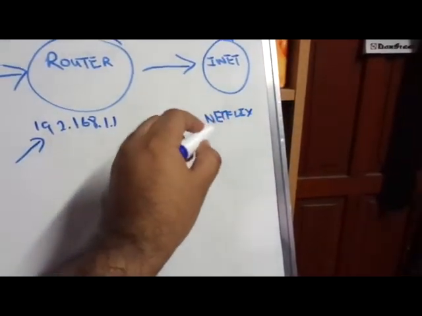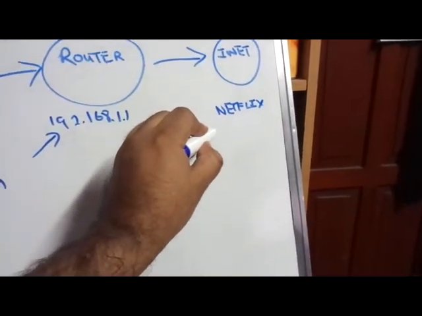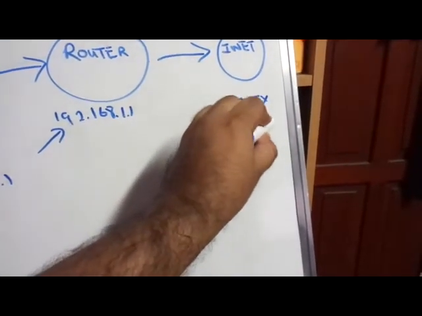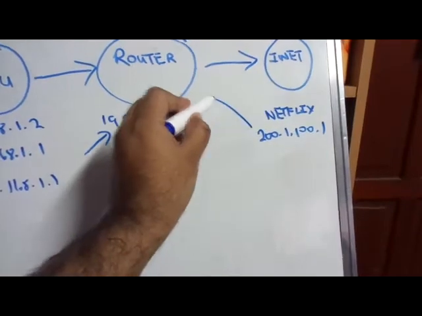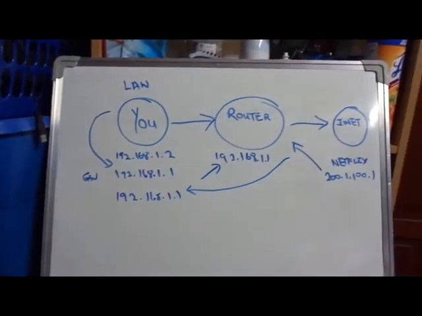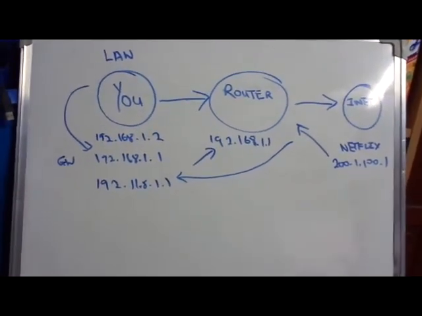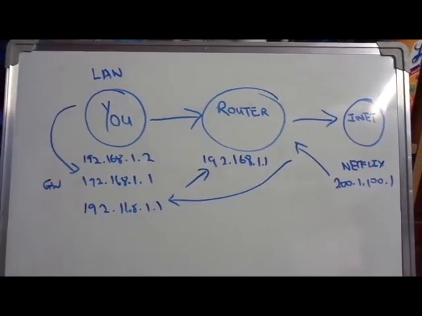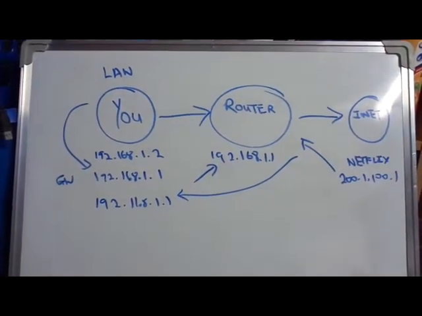Netflix would have responded with the Latin America IP. Let's say that's 200.1.100.1. And that would return to the router DNS and then return to you. Now, I know that sounds a little bit complicated, but the reason I'm telling you that is because I'm trying to explain how you go about bypassing that.